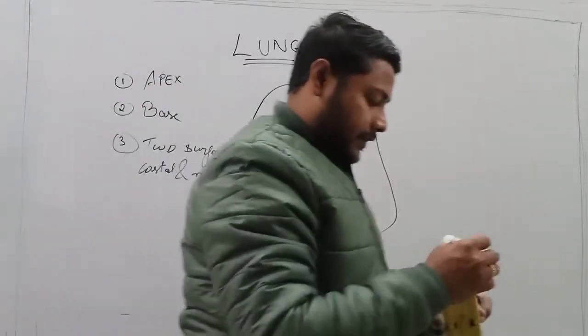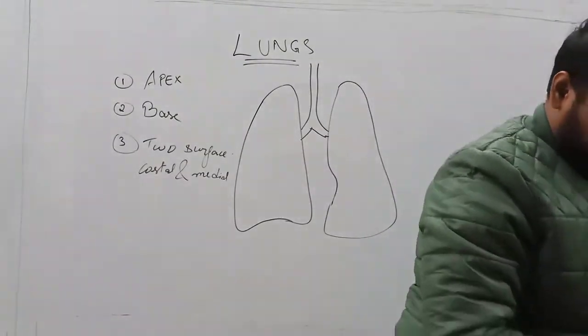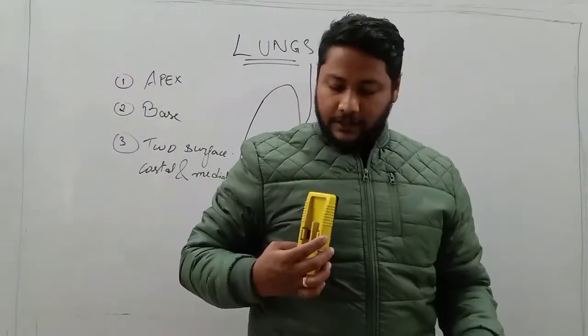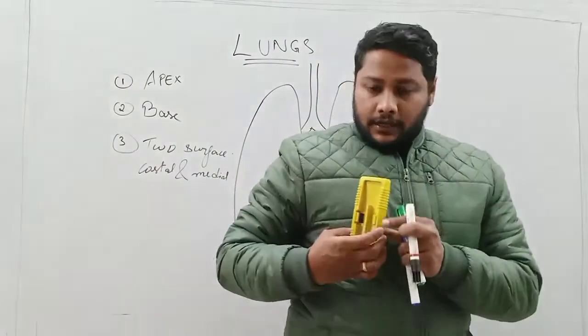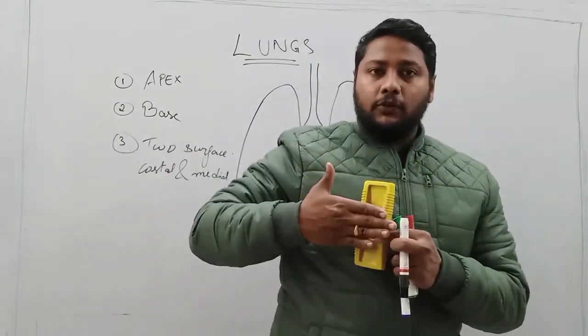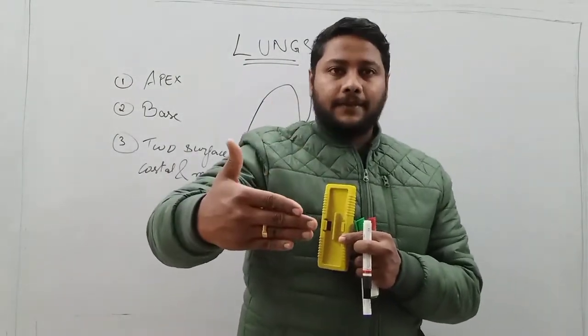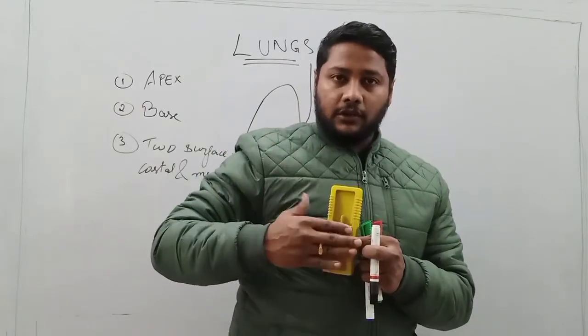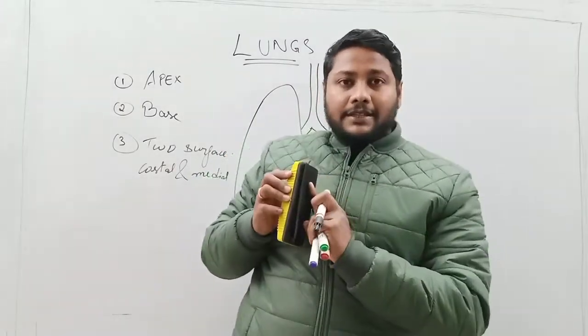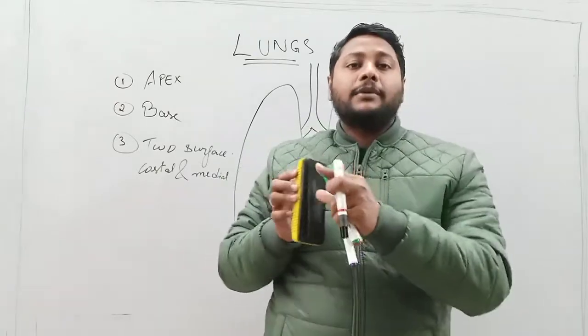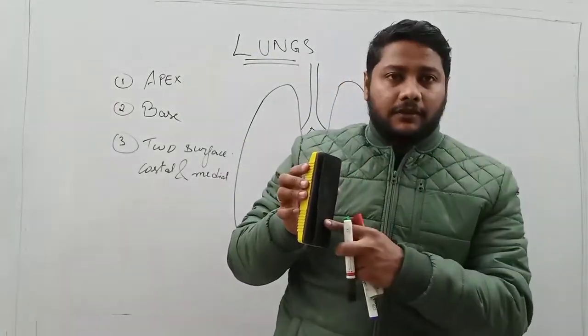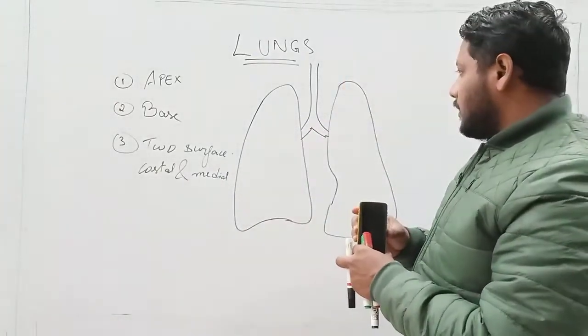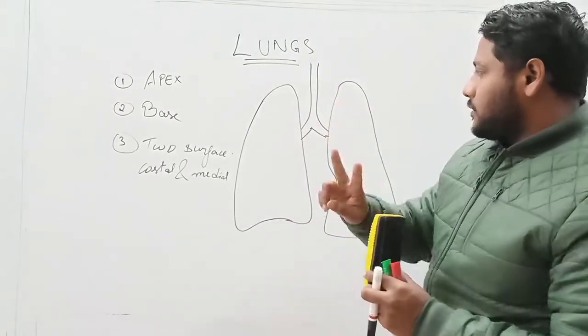Right. Now just imagine this is the lung. The lung is placed in this way. This is the costal part, which will be in relation to the ribs. And the part which is inside, the inner part, that will be the medial part, that is the middle surface. So in this way, we have two surfaces.